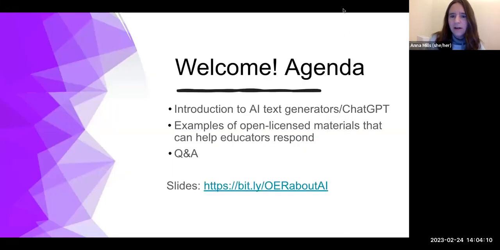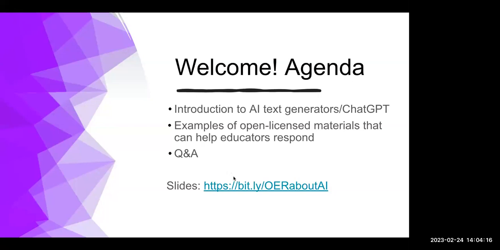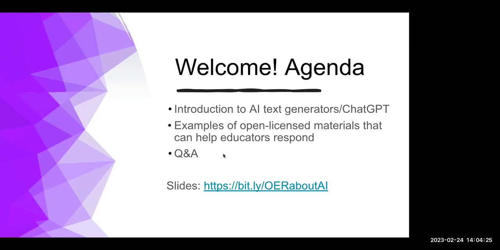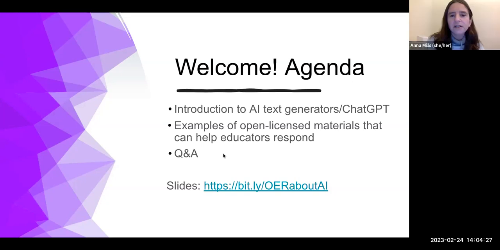So you can follow along in the slides if you want any of the links. We've got that bit.ly in the chat. I'm just going to give a really brief introduction to AI text generators like ChatGPT. And then we're going to talk about some examples of how OER, open license materials, can help us respond as educators. And then we will have time for Q&A.